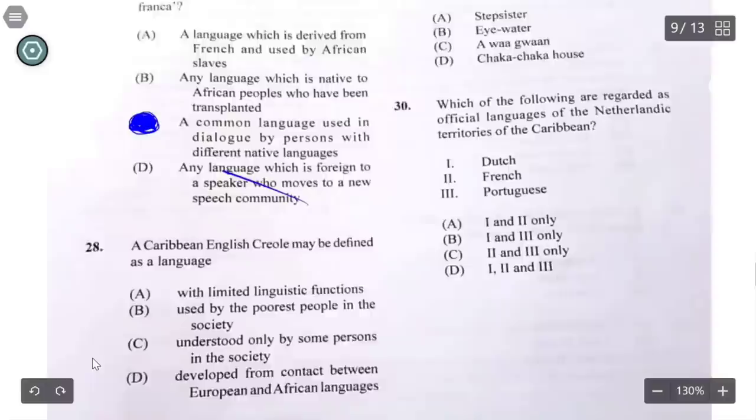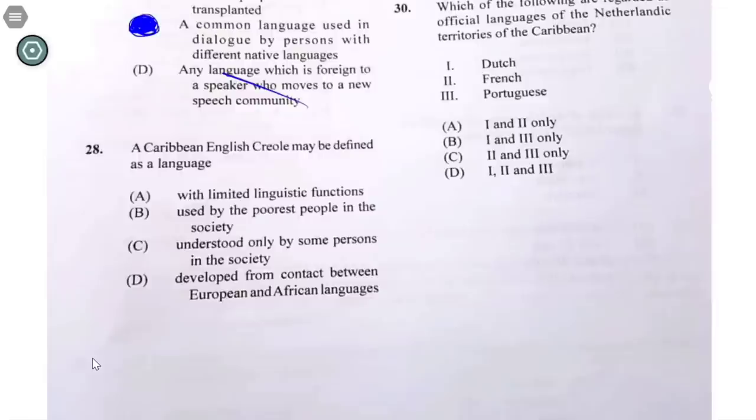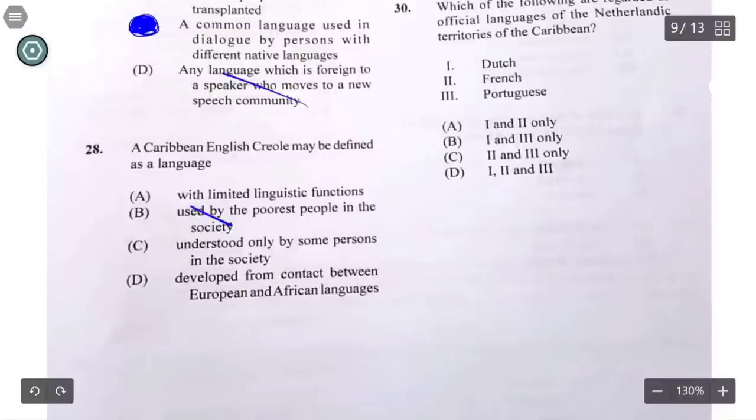28, a Caribbean English Creole may be defined as a language with limited linguistic functions used by the poorest people in society. That's just rude. Understood by some persons in society, not necessarily. Developed from contrast between European and African languages. No, that is it. 28 is D.